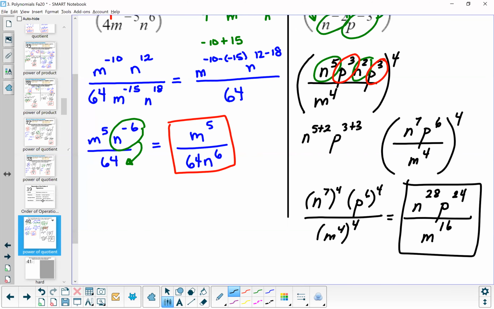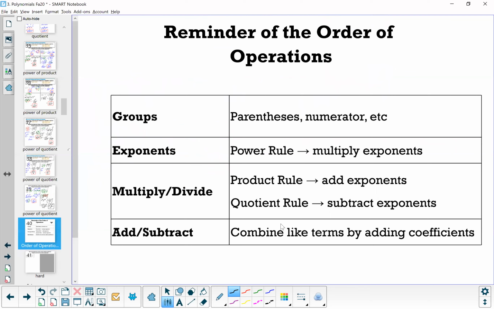All right, so in summary, I want to just take a look at how the laws of exponents map onto the order of operations. Okay, we saw we had groups, right? Groups tend to be recognizable when we have parentheses, a numerator, denominator, etc. All right, after we simplify our groups, then we go to simplifying exponents, right? Whenever we are simplifying expressions with exponents, we're looking at the power rule, which means we're multiplying the exponents. Okay, so we're going to have the exponent outside of parentheses probably.